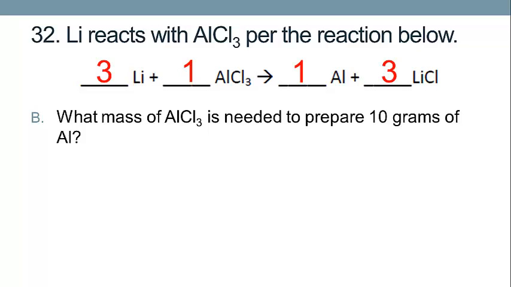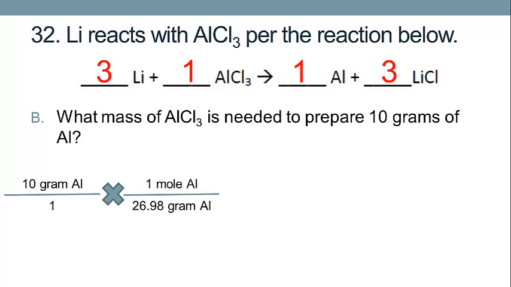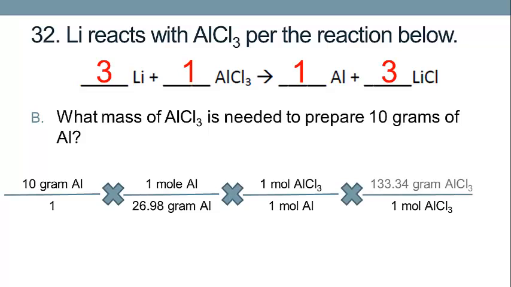Next, what mass of aluminum chloride is needed to prepare 10 grams of aluminum? So I'm starting with my 10 grams of aluminum, and I need to convert that into moles of aluminum. So in stoichiometry, we're always comparing moles. So I want to go from grams to moles using the molar mass of aluminum. Next, I need to go from moles of aluminum to moles of aluminum chloride, and that's a 1-to-1 mole ratio. And since I want the mass of aluminum chloride, I need to use the molar mass to convert to grams. So I get 49.42 grams of aluminum chloride.